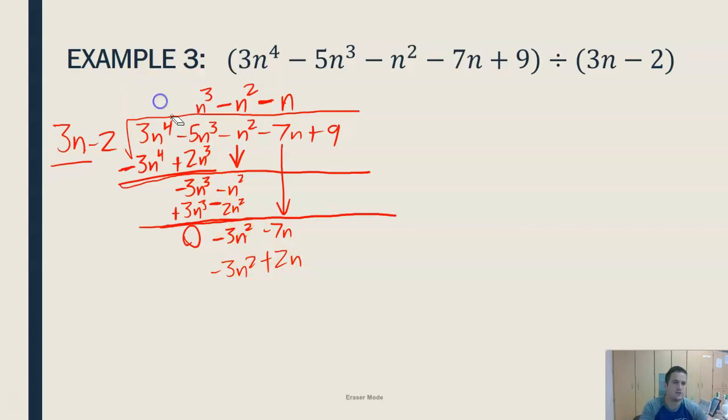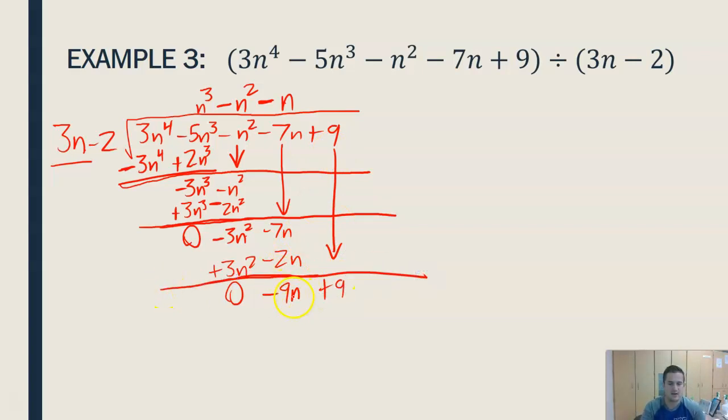Now that I've done that multiplication, I need to change the sign. So this turns into a positive, this turns into a negative. Negative 3n squared plus 3n squared is 0. Negative 7n minus 2n is negative 9n. We're getting close. We're getting real close. I'm going to drop down this last positive 9, and we're going to repeat on this line right here.